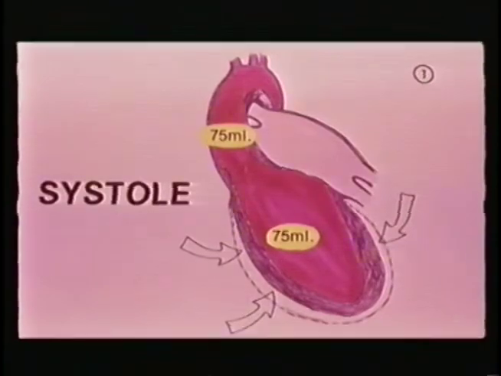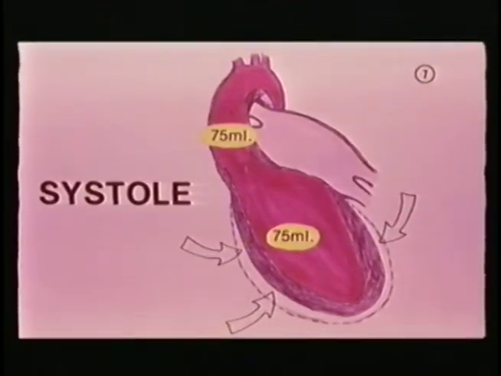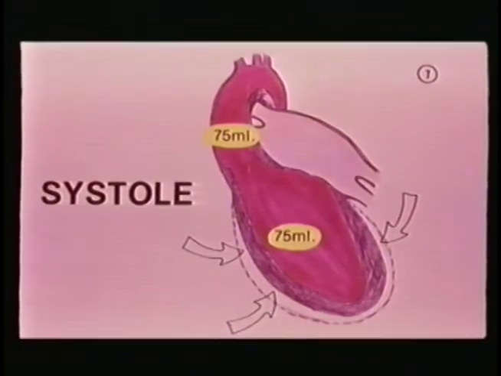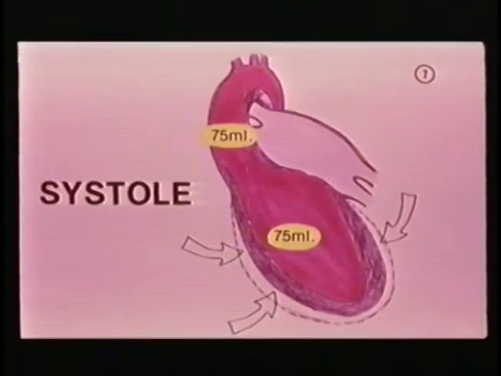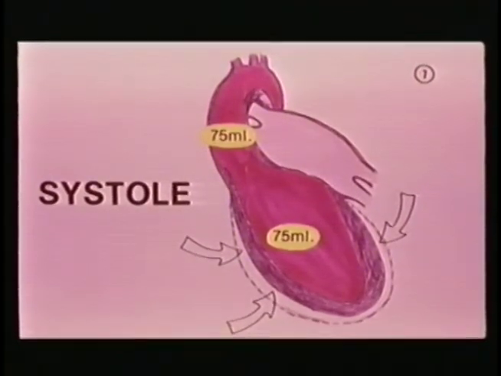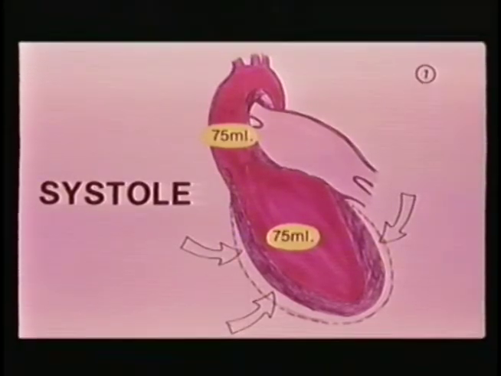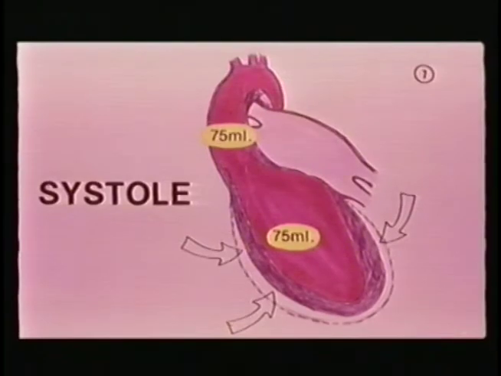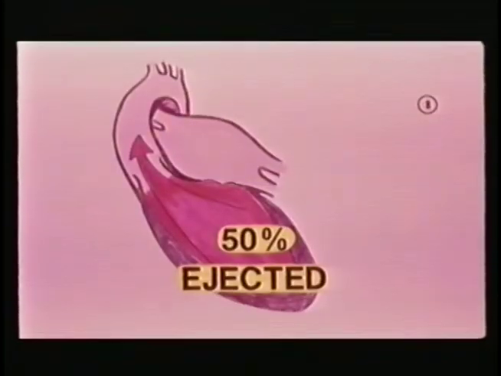Slide 7. In systole, when contraction is activated, the muscle cells within the ventricular wall shorten, and a portion of the blood within the chamber is expelled. In this example, 75 milliliters are ejected into the aorta. Slide 8. In the normal beat of a heart, about 50% of the blood in the ventricular chamber is ejected during systole.